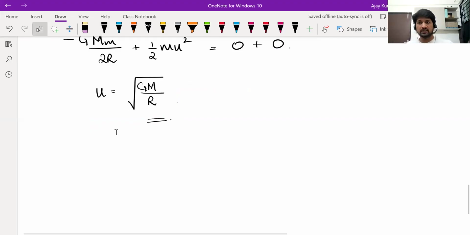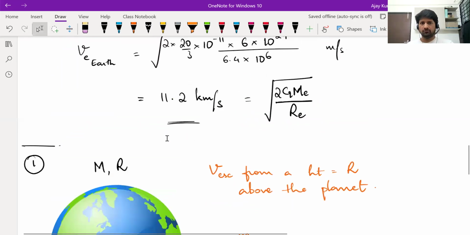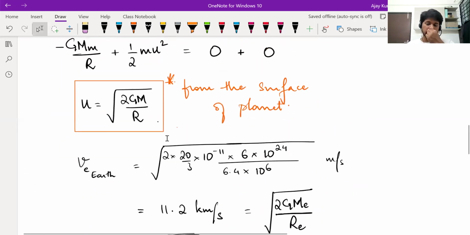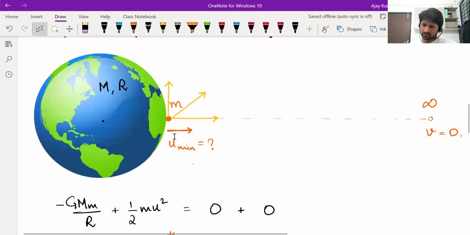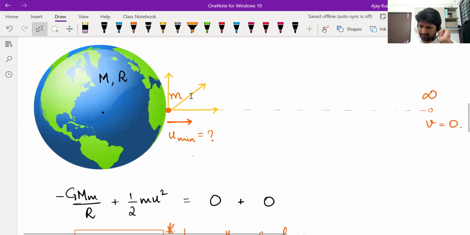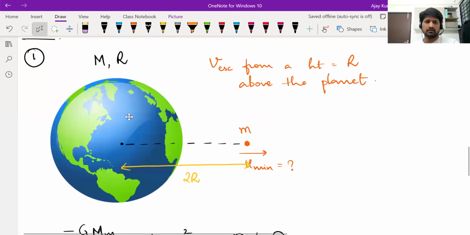So escape velocity can vary depending on where you are projecting it from. The formula under root 2GM by R is valid when the mass is projected from the surface of the planet. Keep that point in mind. You can be asked such questions in reverse also. Now, if you are giving some initial velocity and projecting the particle, it is going to a certain distance. How do they ask you the question in reverse? An object is released from a certain height. With what speed will it hit the planet? Such questions can be asked. Okay, let's solve one like that.